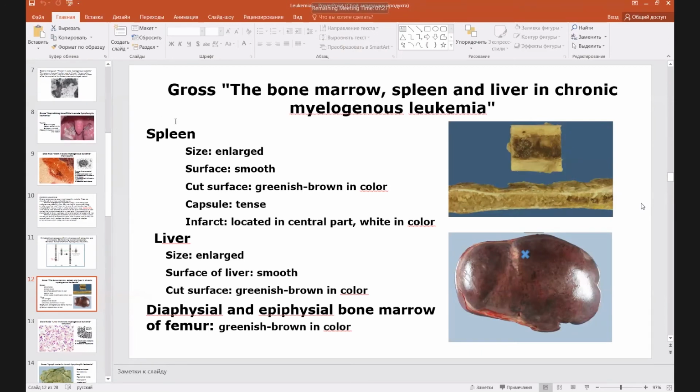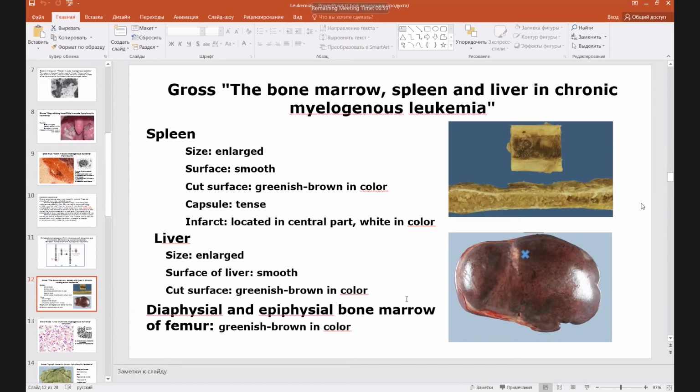In general, the appearance of all of these organs is the same. The bone marrow and the parenchyma of the spleen and liver always have the so-called pyogenic appearance. They are greenish brown in color. The change in the color of the organs is associated with the infiltration of the bone marrow and of the parenchyma of these organs by the leukemic cells.